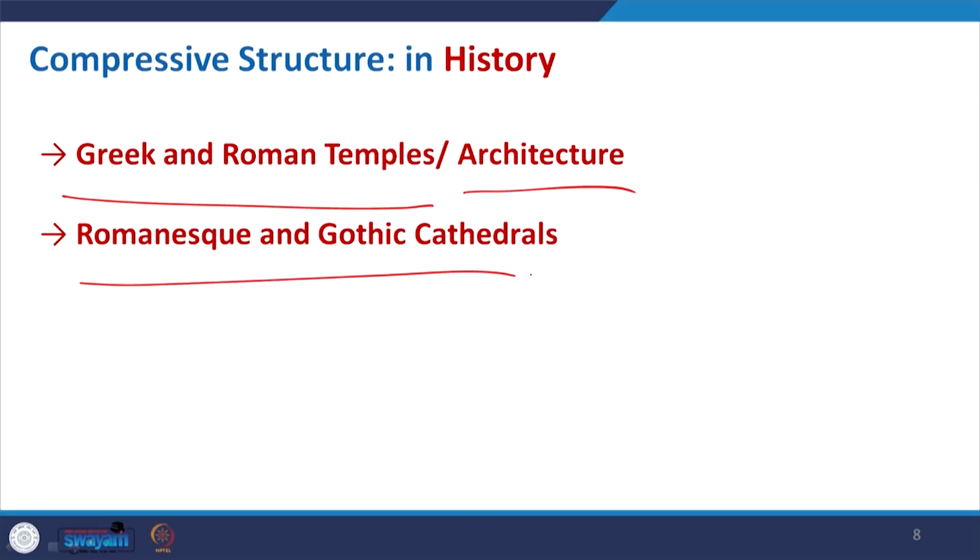Then after that, also in the Romanesque and Gothic architecture, where normally for the church and cathedral they used this as a buttress and all. So, these are very predominant. Later on, it shifted towards steel or reinforced concrete structure, so not purely compression, but then taking care of the other forces as well.